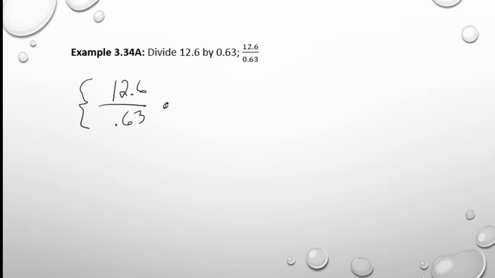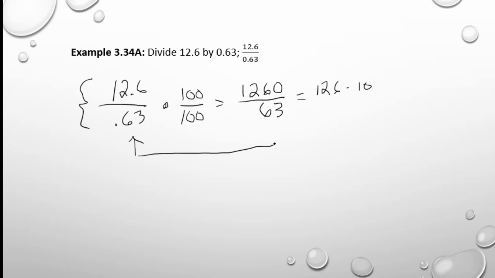So I want all the decimals gone. So I'm going to multiply the bottom by 100, and I'm going to multiply the top by 100. And if I do that, I move the decimal 2 places here, and I move the decimal 2 places here. Right? Now importantly, that number there and that number there are the same number. I just multiplied it by 1. So I just changed the form of it, but I did not change the actual value of it. They're equivalent. They're equal.